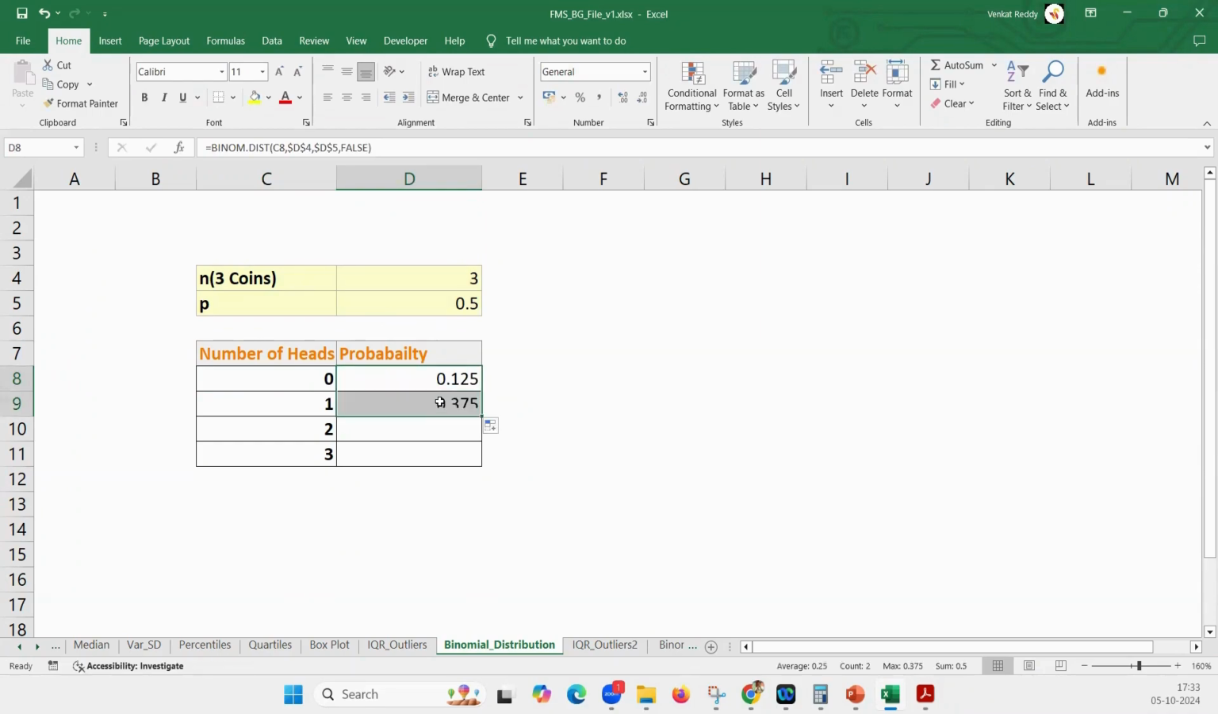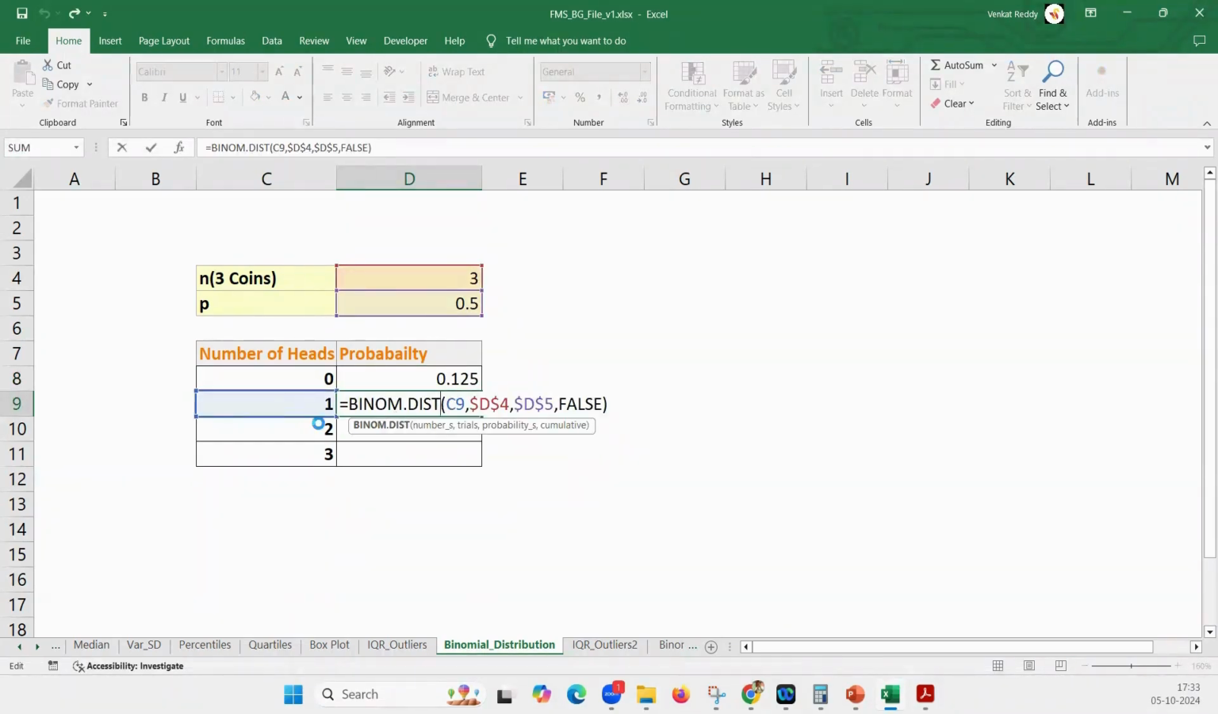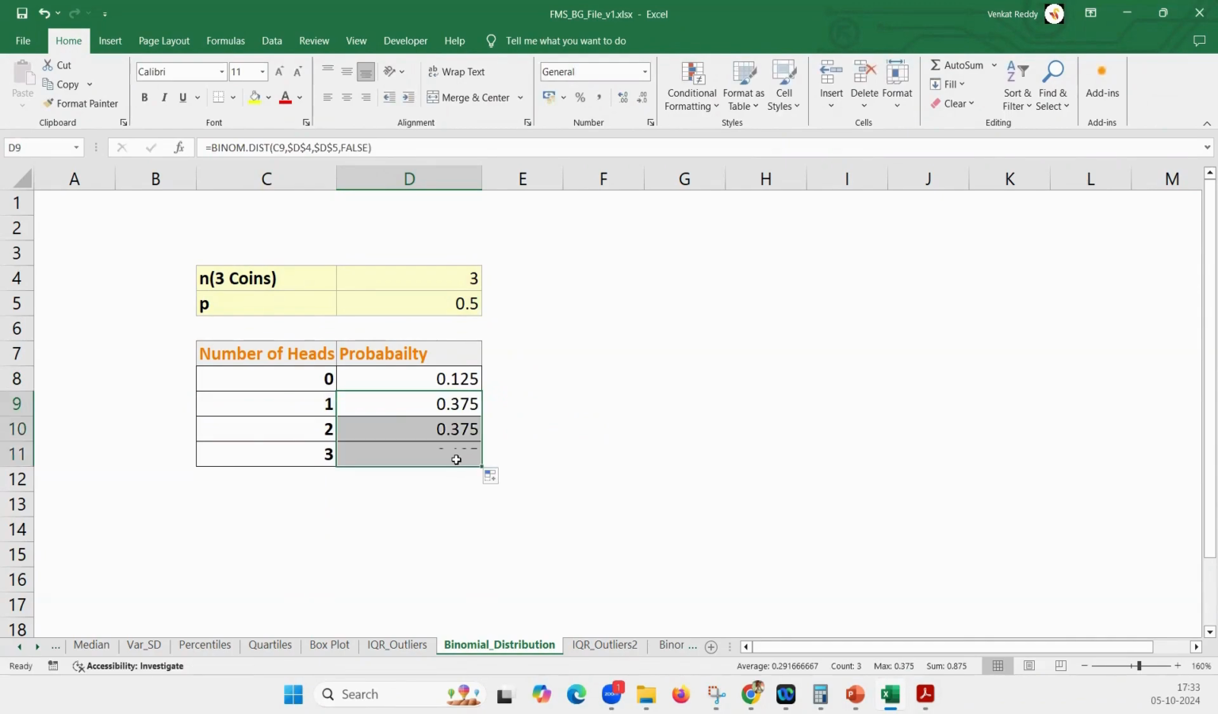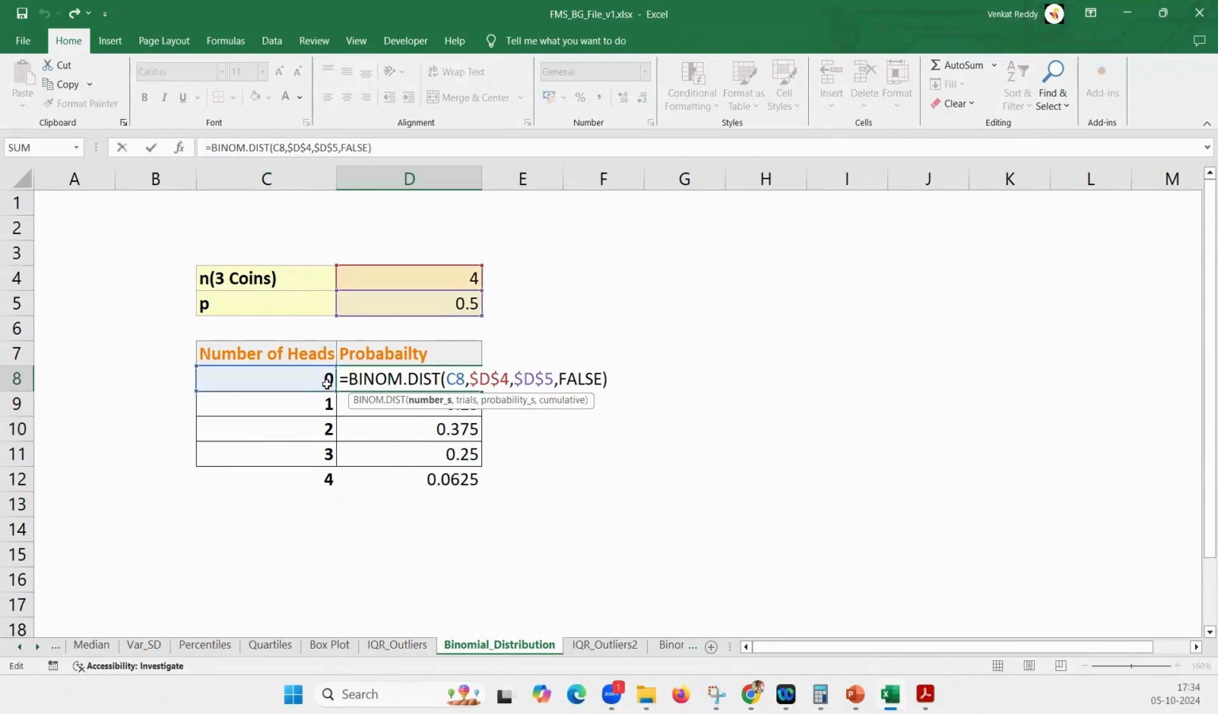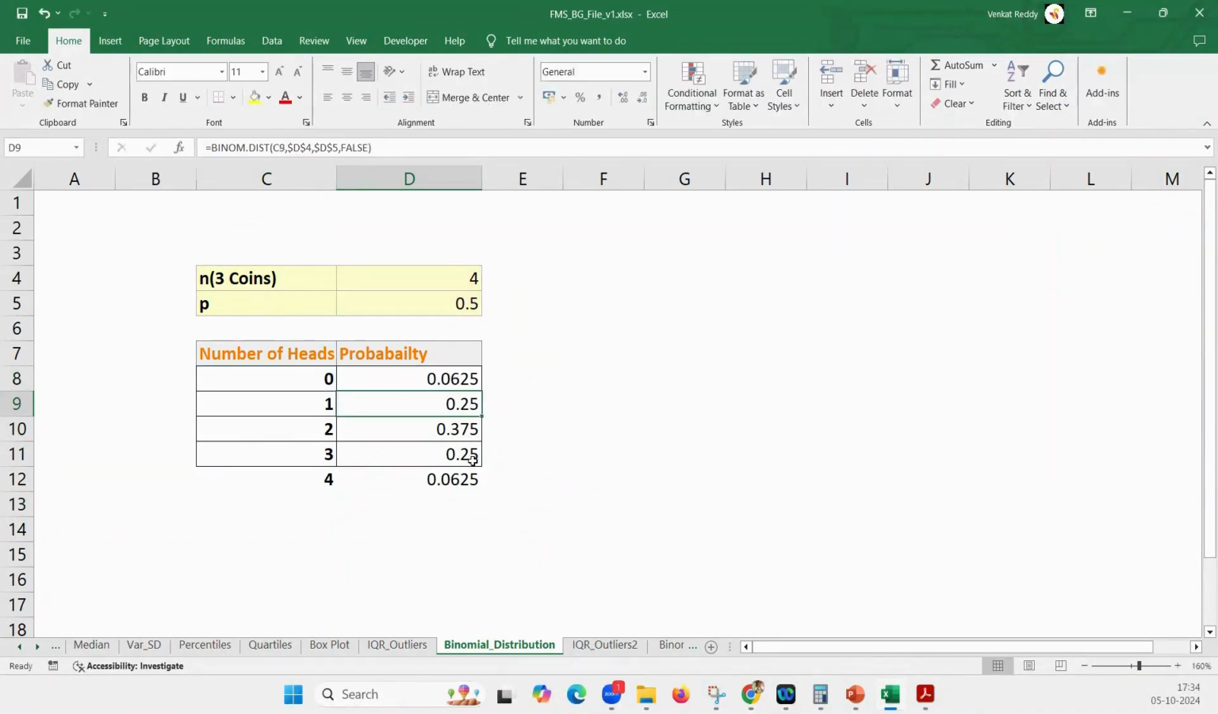If I drag it down, it will automatically take the probability of 1 head, 2 heads, 3 heads. These are the same probabilities, 0.125, 0.375, 0.375. Here we have done manual calculation. Here in Excel, it's happening. The same thing, even if I try to do it with 4 trials, the number of heads can be 0, 1, 2, 3, 4. The same thing will be repeating. No matter how many trials you are doing, this binomial distribution, the beauty is n can be anything. Still, you can find the probability.